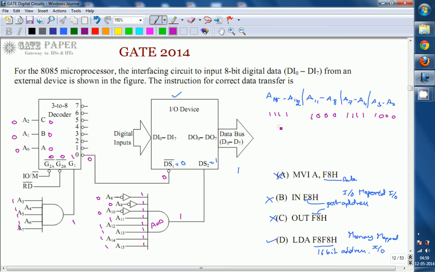So the address to be used to select this IO device is F8F8. This is the memory address, and with the help of this memory address, this IO device is going to be selected, and the data from this IO device is going to be copied into the accumulator. So the right instruction for this is LDA F8F8H.